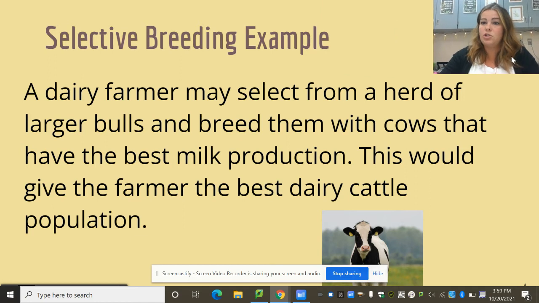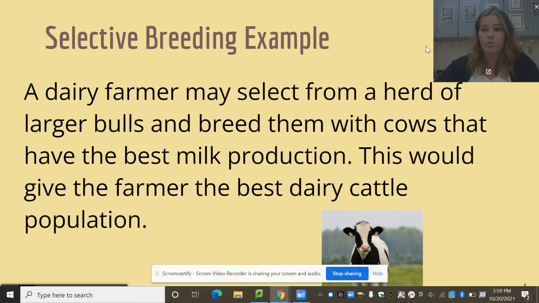My second example, which we might be a little bit more familiar with here in Iowa, is let's say a dairy farmer may select from a herd of larger bulls and breed them with cows that have the best milk production, right? Because if you're a dairy farmer, you want your cows to produce a lot of milk. So it's probably going to be your larger cows, but that could be a second quality. By doing this, this would give the farmer the best dairy cattle population. So again, just another example, you're choosing the animals with the qualities that you would like, and you purposefully breed them. Selective breeding.